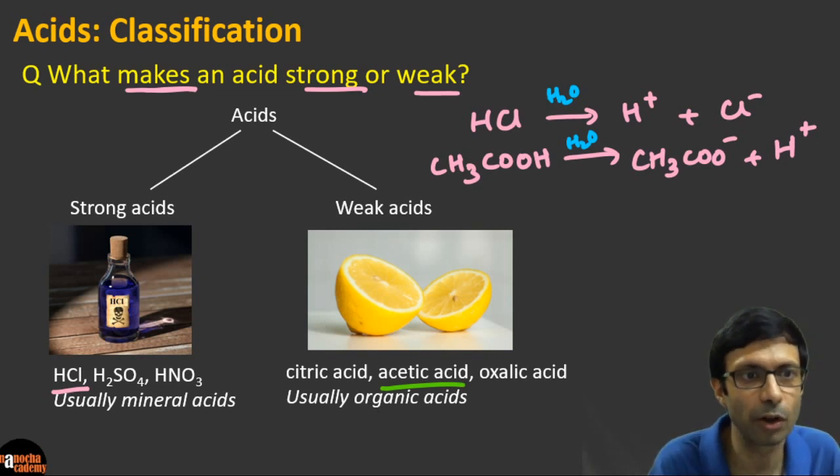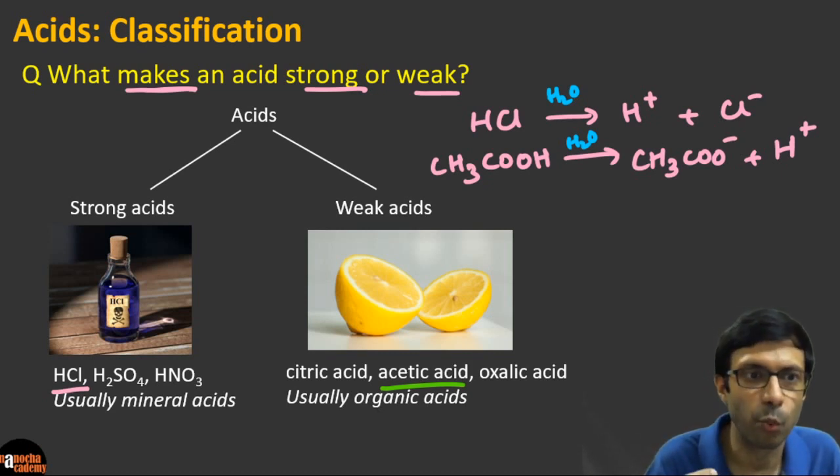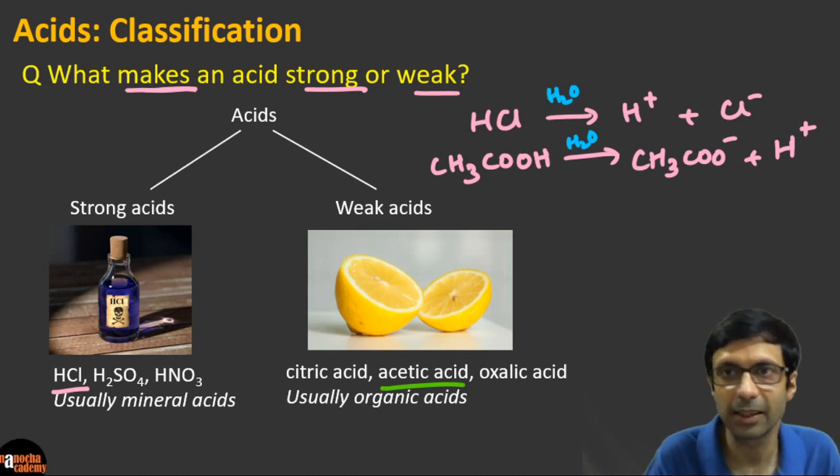So this is a very important concept, right? pH, yes, pH is one way to test it, right? But the pH of HCl is going to be lower than acetic acid. But what makes it a strong or weak acid? Mineral and organic acid is a classification.